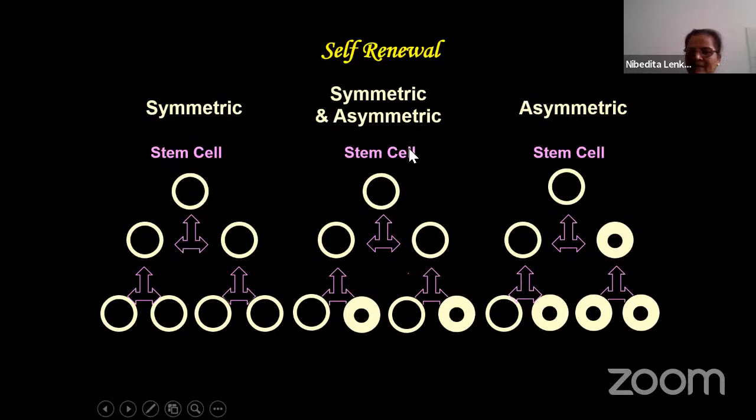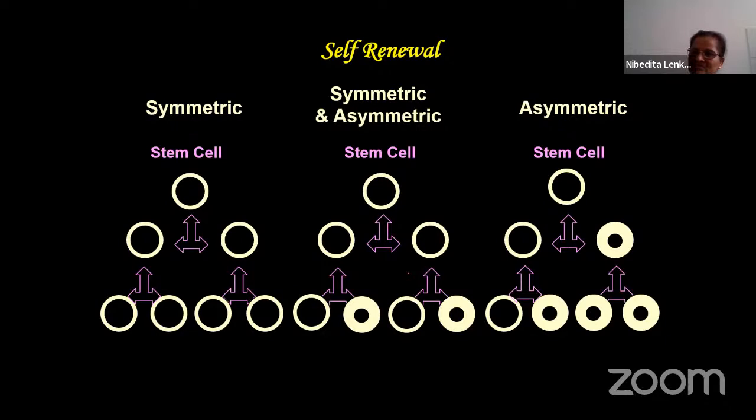If you see multipotent stem cells, they give rise to this kind of system also, symmetric plus asymmetric. In asymmetric division, one stem cell gives rise to one stem cell, with the parental characteristics repeated, and another one becomes mature. And from this more mature or progenitor state, two progenitors are formed. Here one stem cell becomes one stem cell and one becomes a progenitor. So this is what also happens during development.